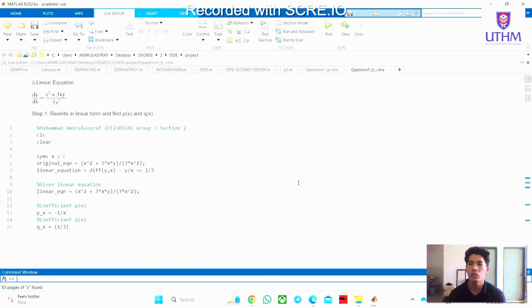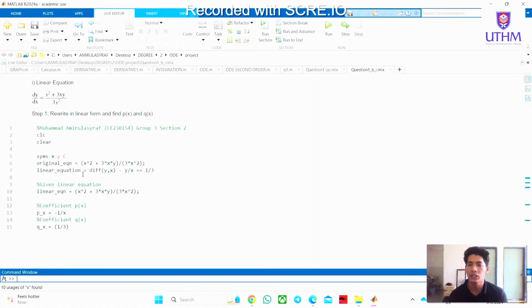So the equation that we get is dy over dx equal x to the power of 2 plus 3xy over 3x to the power of 2. So step 1 is we rewrite the equation in linear form and find px and qx.